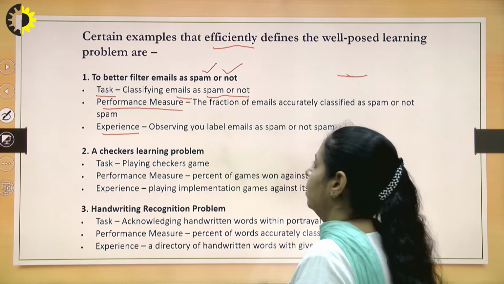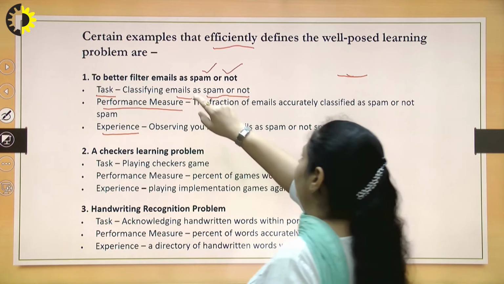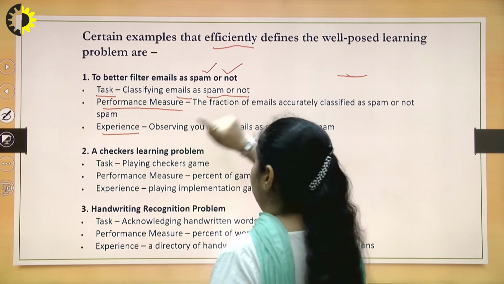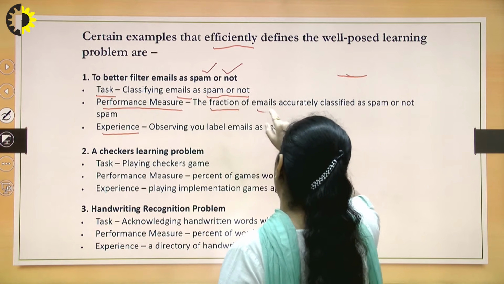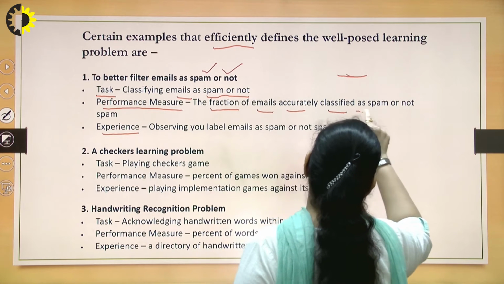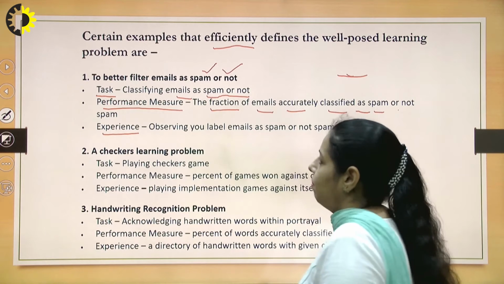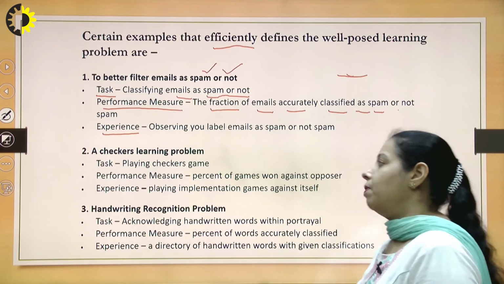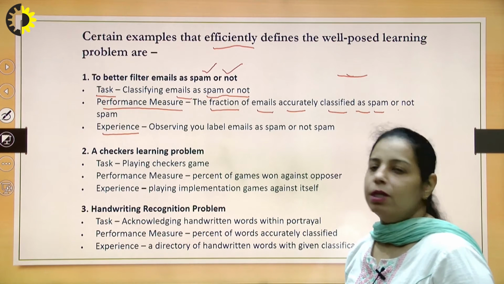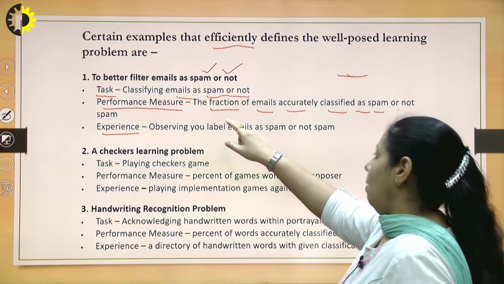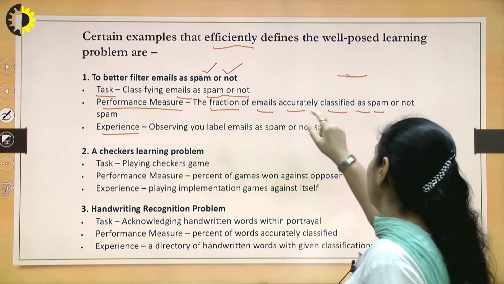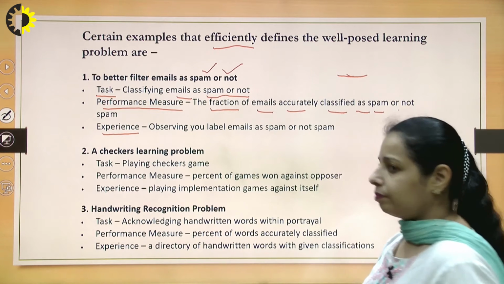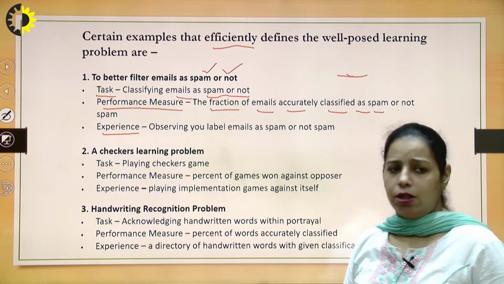So the task is that we have to check whether the email is spam or not. The performance measure is the fraction of emails accurately classified as spam or not spam. The performance measure calculated from this problem is basically the fraction of emails which are accurately classified as spam or not spam.